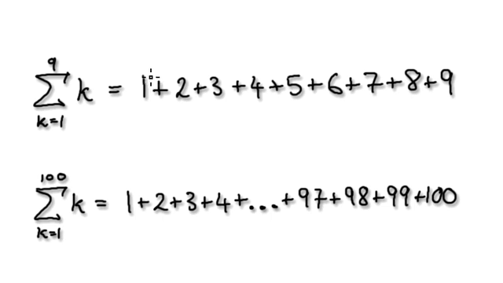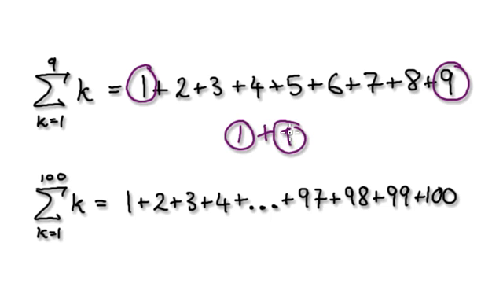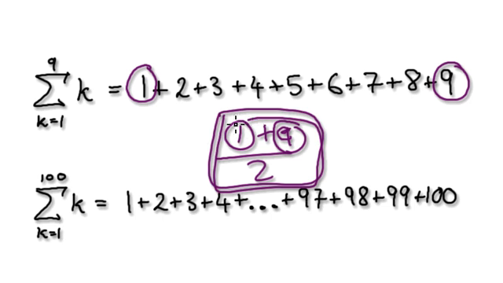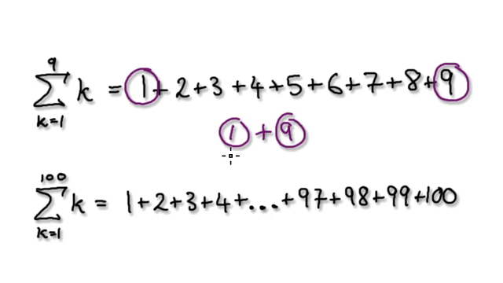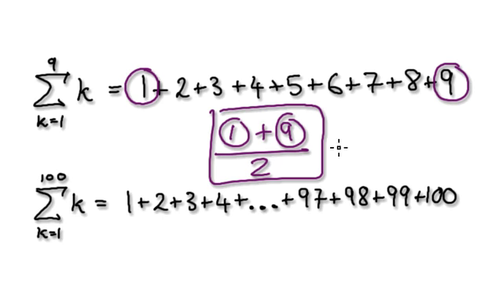Another way of doing it would be to get the first term, add it to the last term, and then immediately divide it by 2. This here would then represent the average of all these. That will give you the average. So the average here being 5.